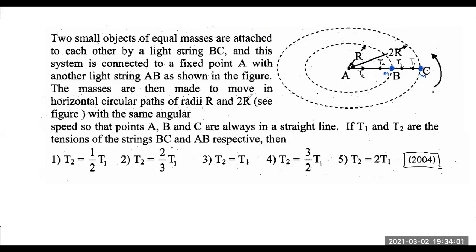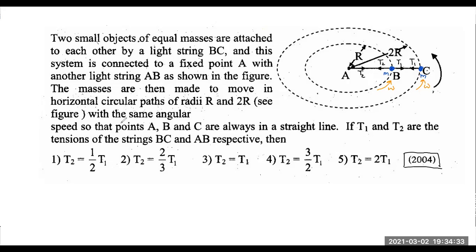Masses are then made to move in horizontal circular paths of radii r and 2r with the same angular speed. So both the objects have the same angular speed. This m has omega, and this also has omega. They both have same angular speed, so that points A, B, C are always in a straight line. If they both have same angular speed, what will happen? When this mass performs one rotation, this mass will also perform one rotation. So they will be in one straight line.